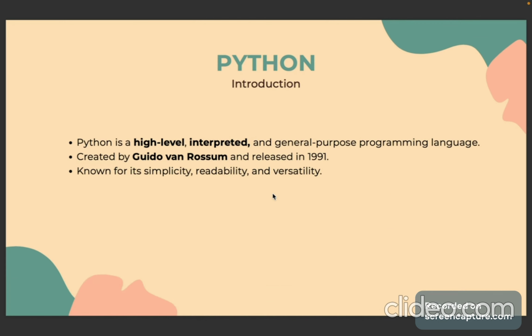So let's discuss what is Python. Python is a high-level interpreted general-purpose programming language. It was created by Guido van Rossum and released in 1991, known for its simplicity, readability, and versatility. Python is a very simple language, right? It has English-like syntax.